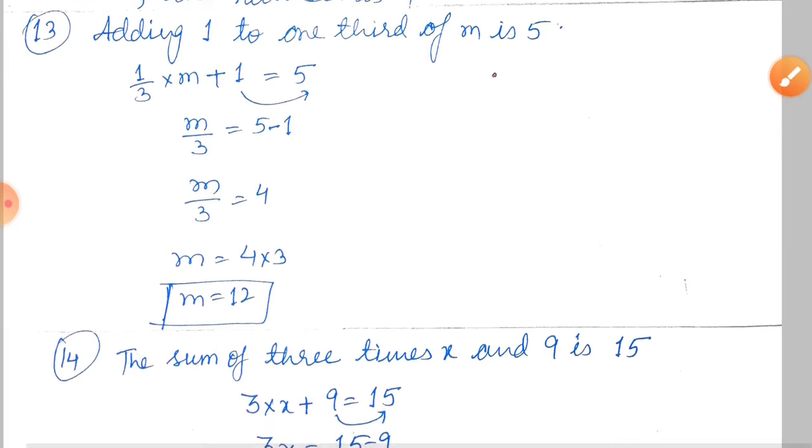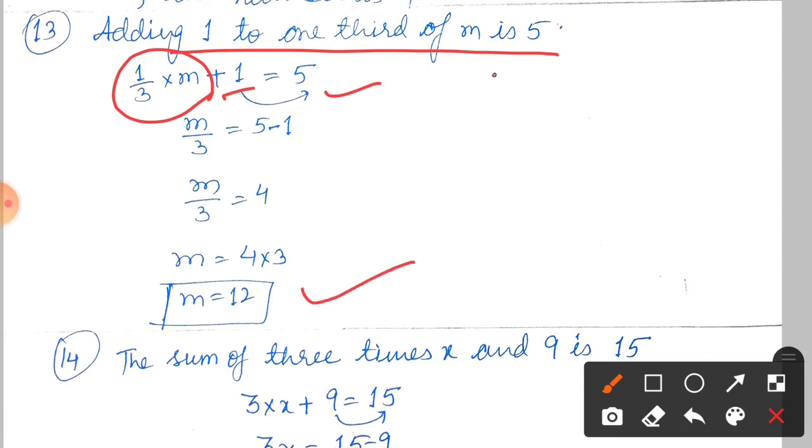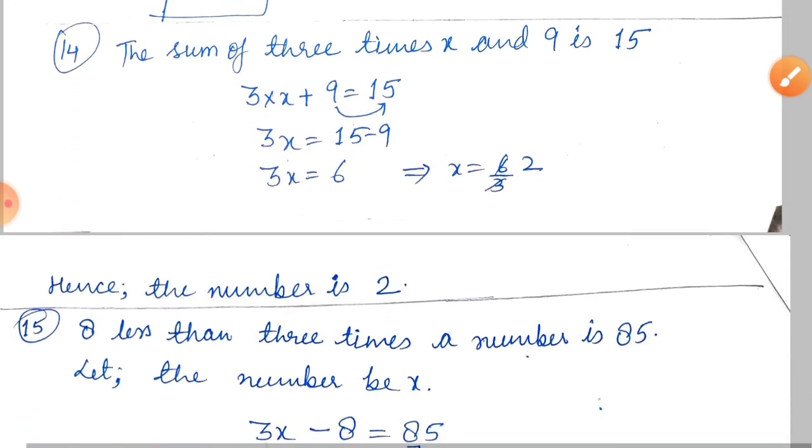Now come to question number 13. Adding 1 to 1/3 of m is 5. Adding 1 means plus 1. 1/3 of m: here the variable is already there, so we will find the 1/3 part of m, and their sum is 5. So after simplification, what do we get? The value of m is 12.